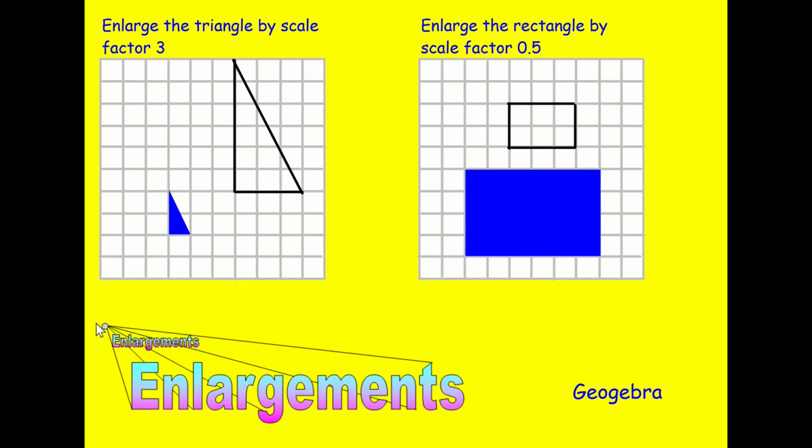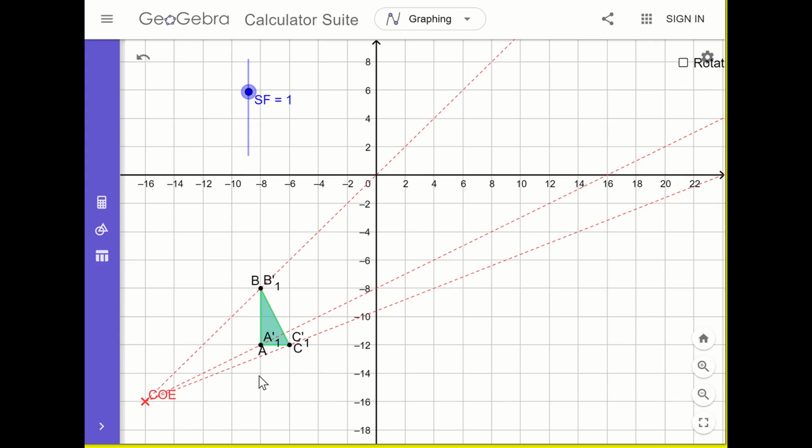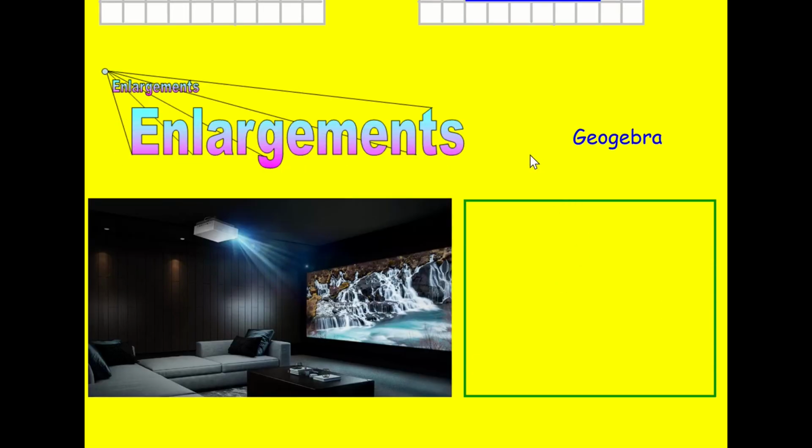And here you can see I've got a center of enlargement, and I'm kind of bringing out ray lines that go through the points, and that ends up with this larger one here. And I'm going to show you in GeoGebra a bit more about what I mean. Actually, before I do that, I'm going to show you where this has come from.